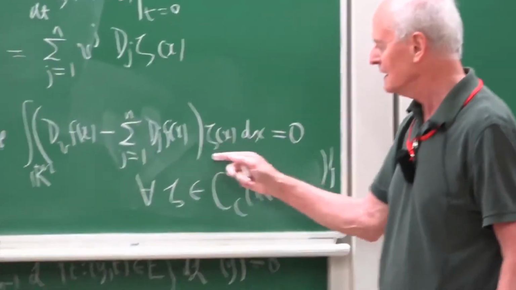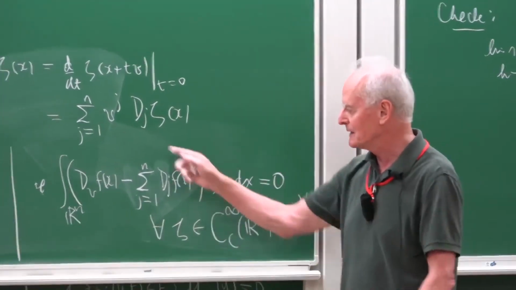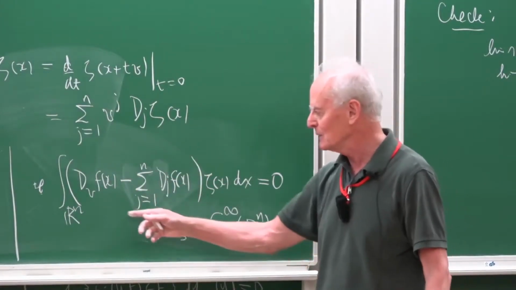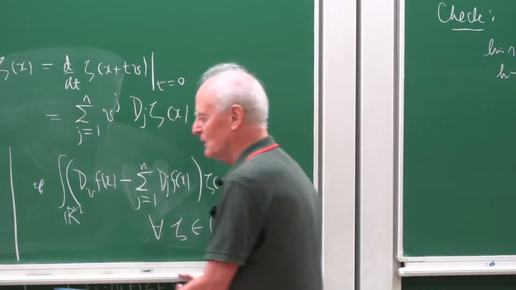Now, of course, you know that there's no way that could be possibly true for every zeta. For instance, you can let zeta approximate the so-called Dirac delta function, and it picks out values of this function. So the only way that can possibly be true is for this function to be identically 0, right? So that's what you conclude.